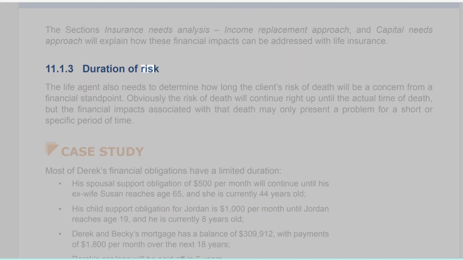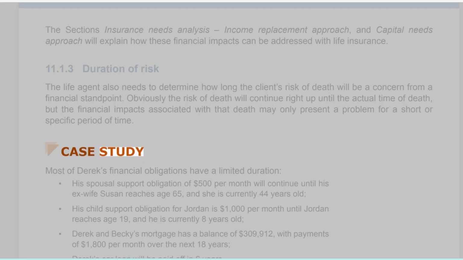1.1.3 Duration of risk. The life agent also needs to determine how long the client's risk of death will be a concern from a financial standpoint. Obviously, the risk of death will continue right up until the actual time of death, but the financial impacts associated with that death may only present a problem for a short or specific period of time.